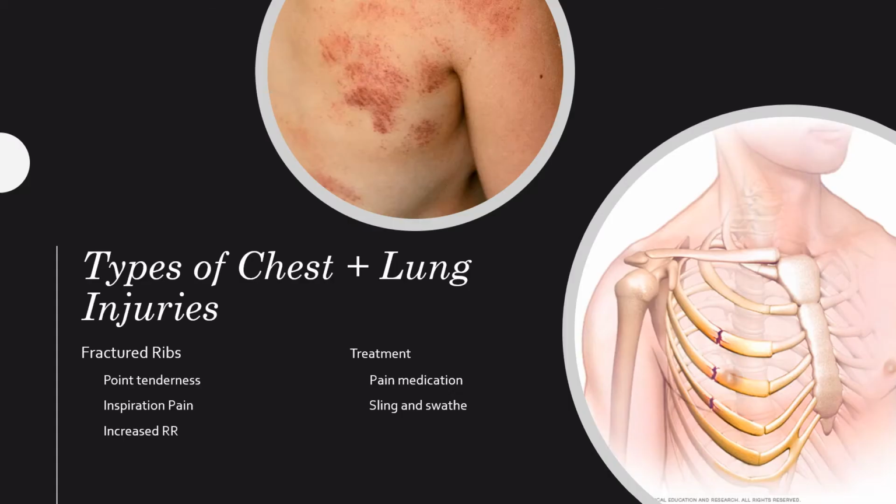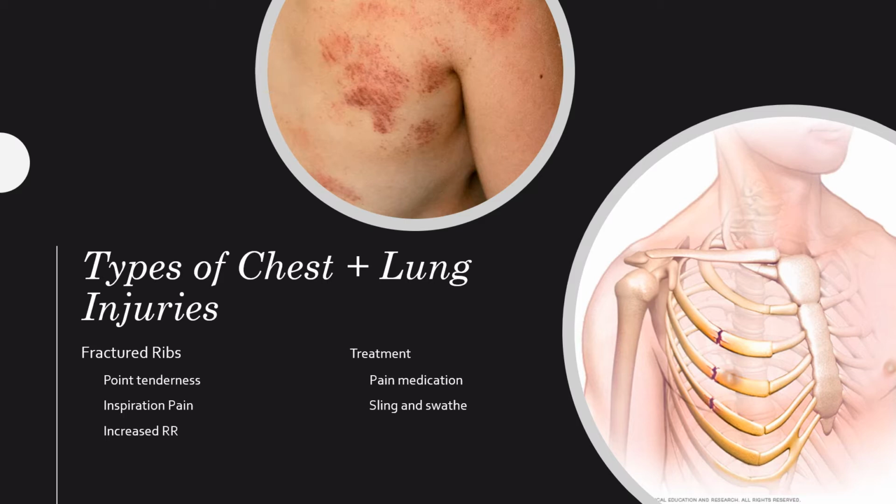There are a few different types of chest and lung injuries that we are going to be talking about in this lecture. The first one is fractured ribs or a clavicle. These are not going to be a very severe injury, but we're always going to be monitoring for signs and symptoms of any respiratory distress or difficulty, because that's the main implication of any trauma to this region.